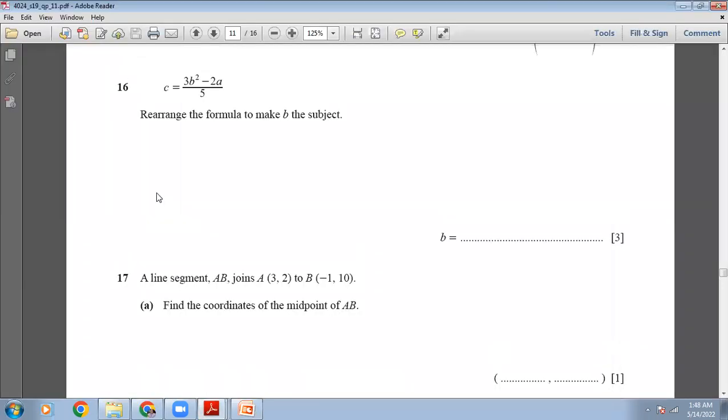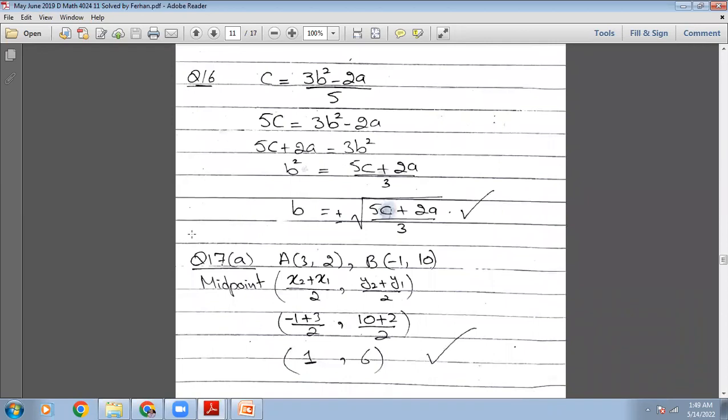So on your screen, question number 16 of the May-June 2019 1-1 paper is showing up. It says C is equal to (3b square minus 2a), the whole thing divided by 5. Rearrange the formula to make b the subject. If you want to make b the subject of the formula, you have to make b alone on one side. So let's see how I have done this.